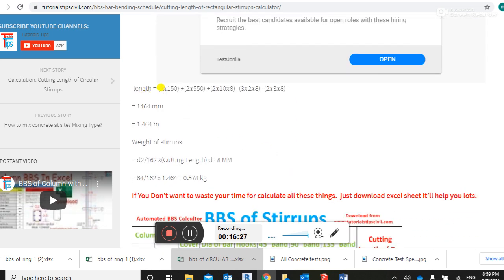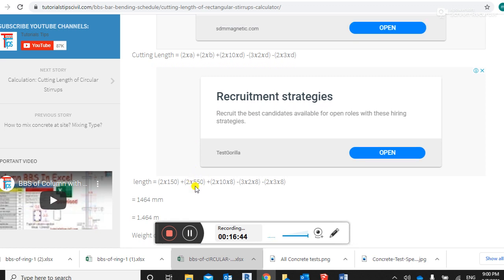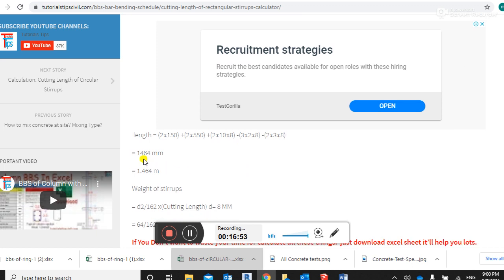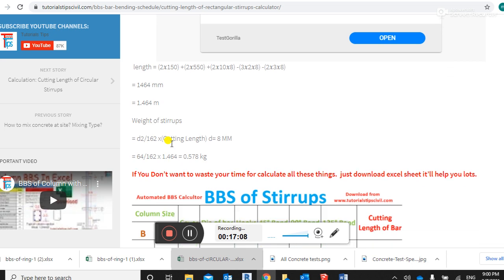Length is equal to 2 into 150 plus 2 into 550 plus 2 into 10 into 8 minus 3 into 2 into 8 minus 2 into 3 into 8. Putting all the values in the formula, we get the final answer: 1464 millimeter. 1464 divided by 1000 becomes 1.464 meter length of stirrups.